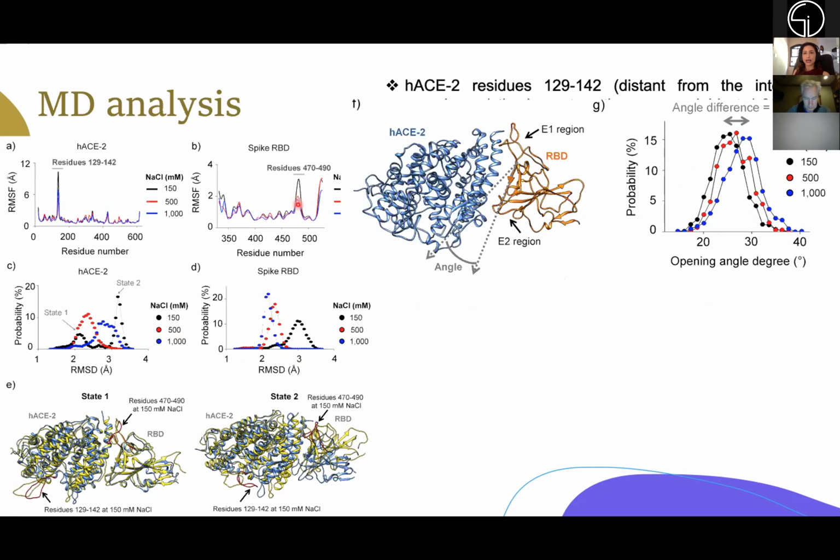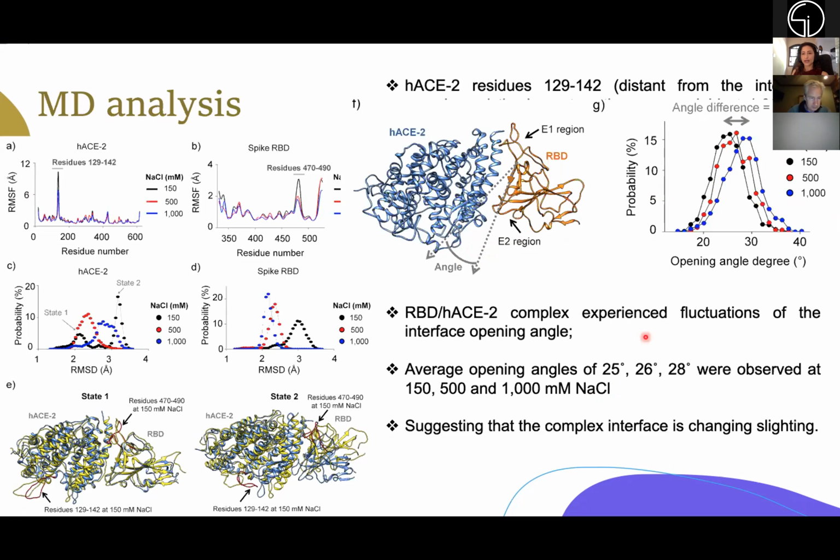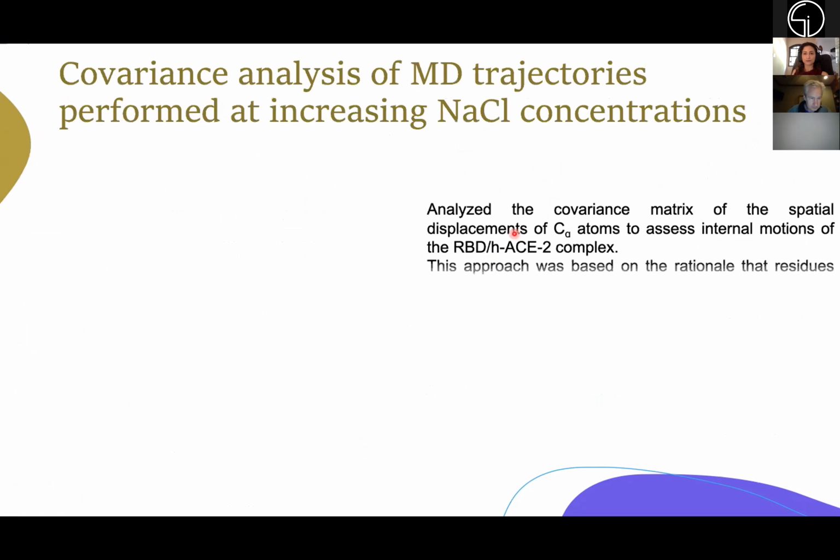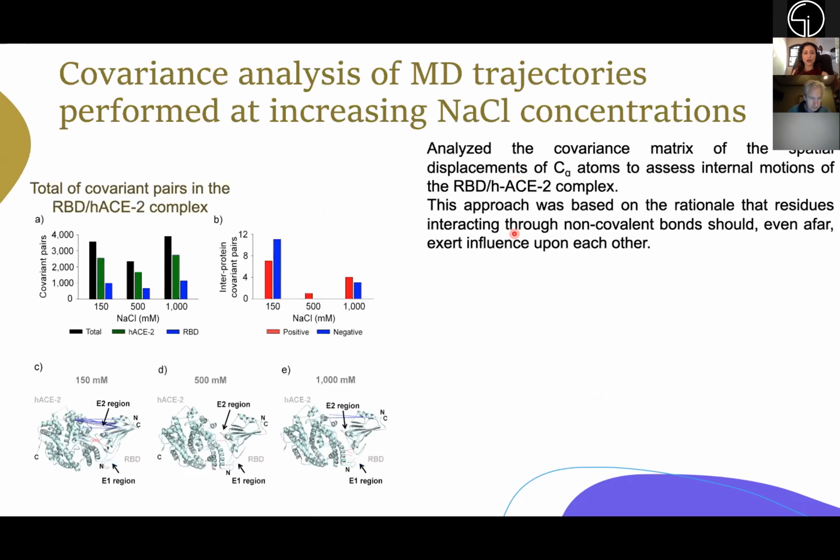So another observation is that while you increase the salt concentration, you have an opening state here, measured by the degree of opening of the interface, from 25 to 26 to 28 degrees, suggesting that it is opening, but maybe not disrupting. Okay, so we also analyzed the covariance analysis, showing all the contacts in the interface.